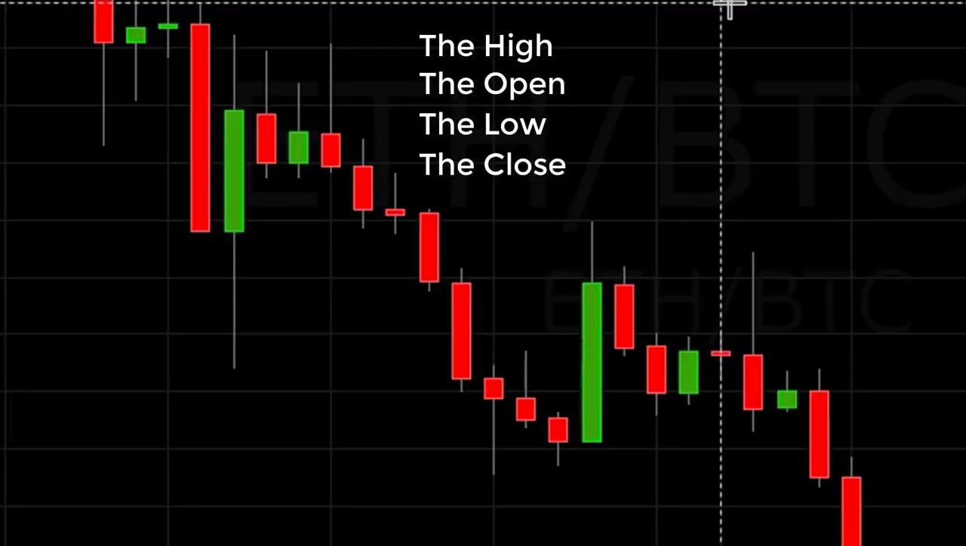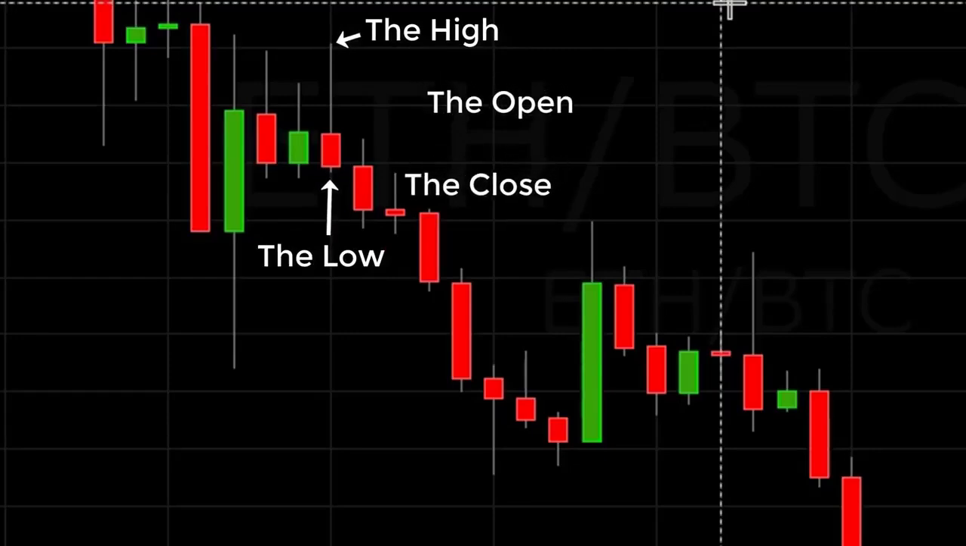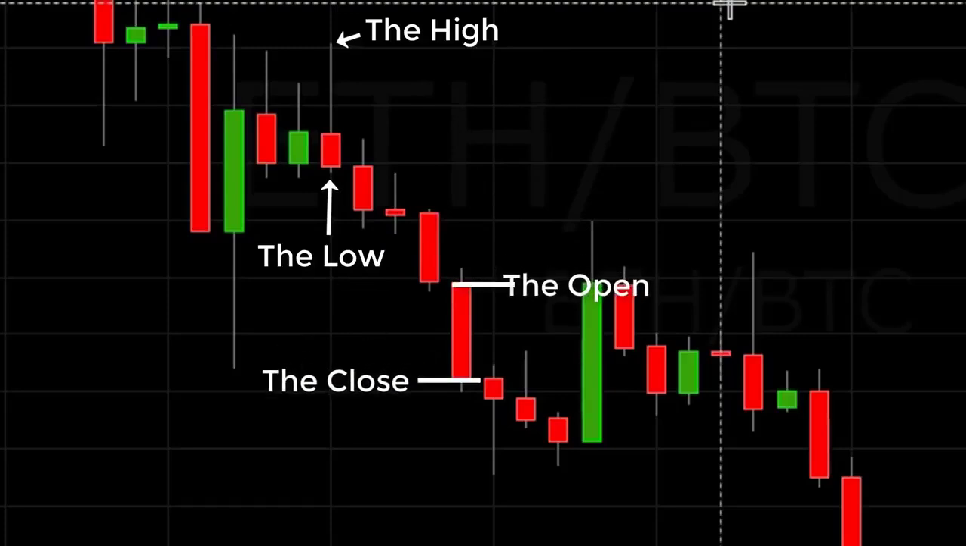The open is the price at the very start of the day. The high is the highest price that was reached during that day. The low is the lowest price that was ever reached during that day. And the close was the price at the end of the day, after which a new candle begins. So the wick displays the high and the low, and the body displays the open and the close.